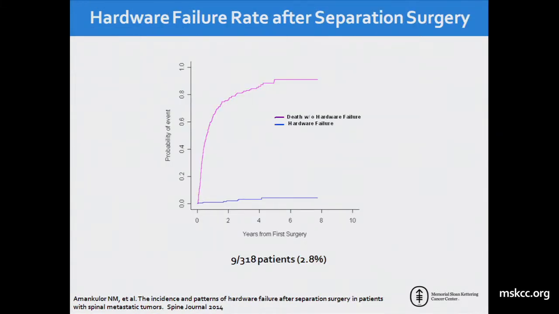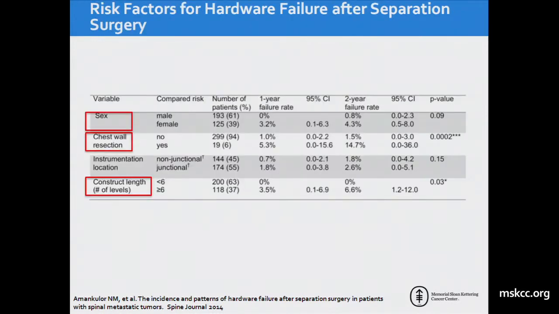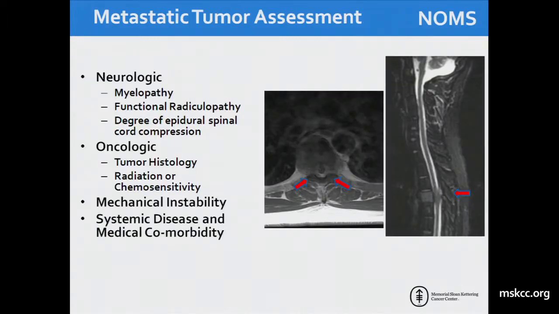We also looked at how reliable these posterior constructs are. Since we're not taking out the vertebral body, we tend to use standalone instrumentation in order to restore spinal stability. And these constructs turned out to be very reliable. We looked at over 300 patients who underwent separation surgery with standalone posterior instrumentation. And out of these patients, less than 3% required return to the OR for revision of the hardware for symptomatic hardware failure. And these were largely patients who either had significant chest wall resection or required really long constructs, largely because they had pretty diffuse disease of very poor bone quality.